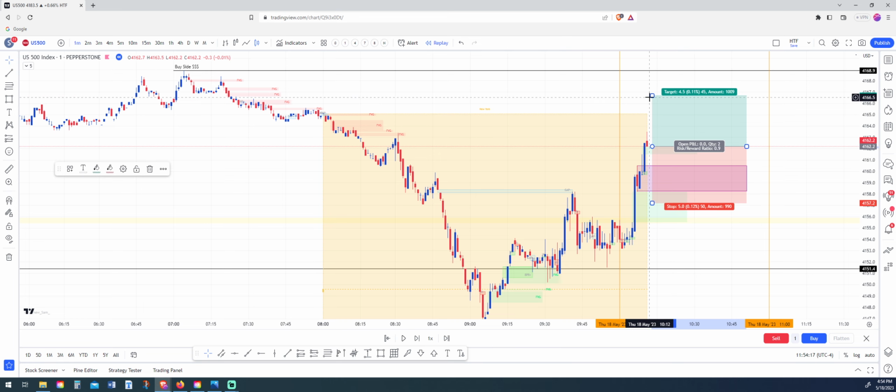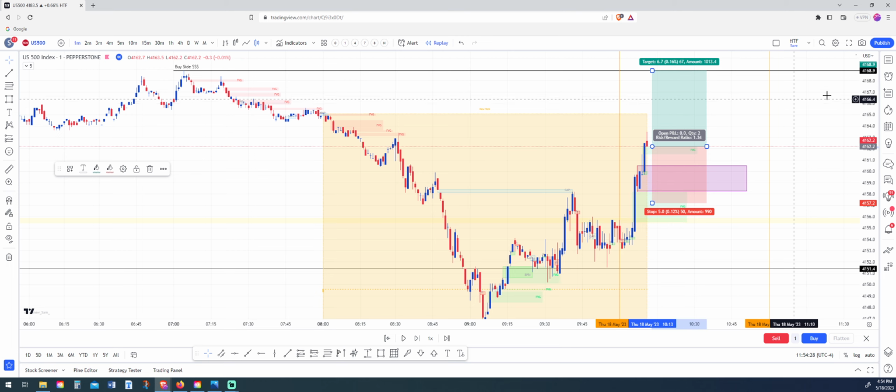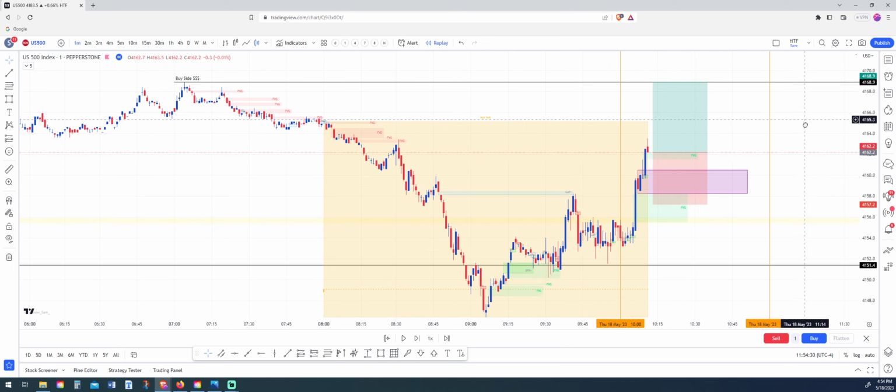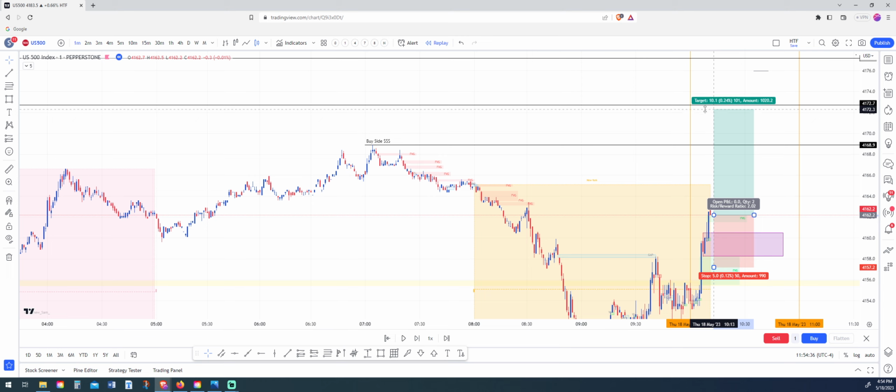5 pip stop, 5.2 take profit. Where this becomes more risky is that to this buy side we now only have 6.7. We don't have our 10 handles. If we go to the higher liquidity, resting just above the daily high, we do have a potential 10 handles to that liquidity there.